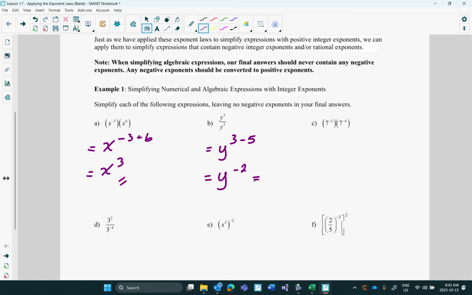Well, it doesn't matter whether this is a number or a variable. How do I write this as a positive exponent? What do I do with the base? Flip it. What's the reciprocal of y? 1/1. And this is just the same as 1/y squared. So whenever you get a negative exponent in your answer, just make sure to change it to positive.